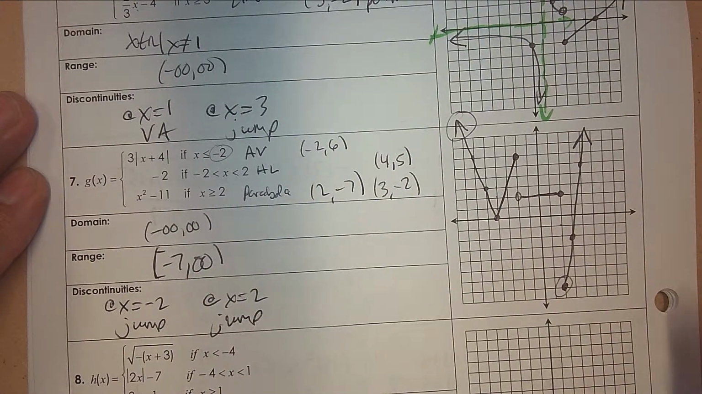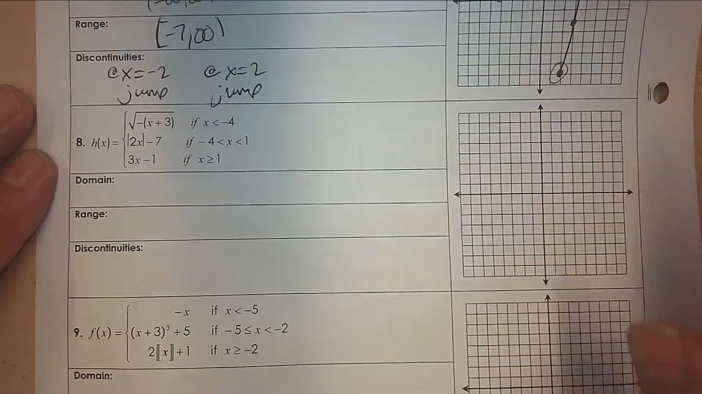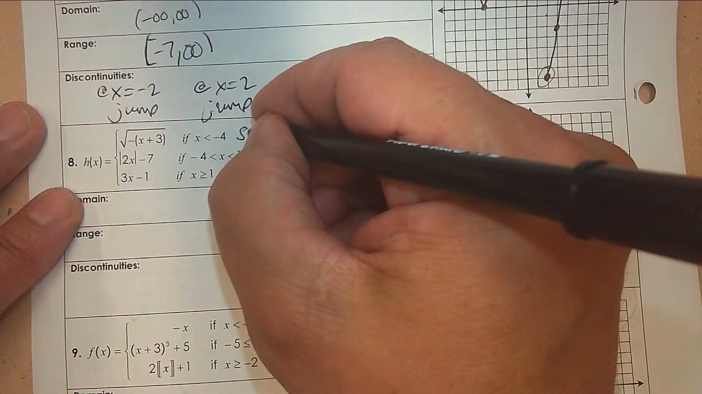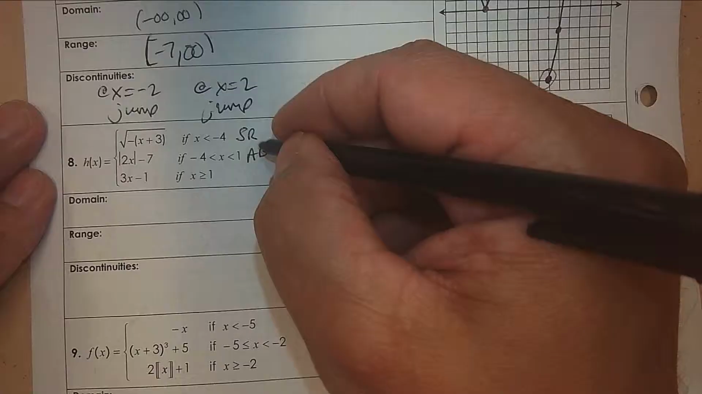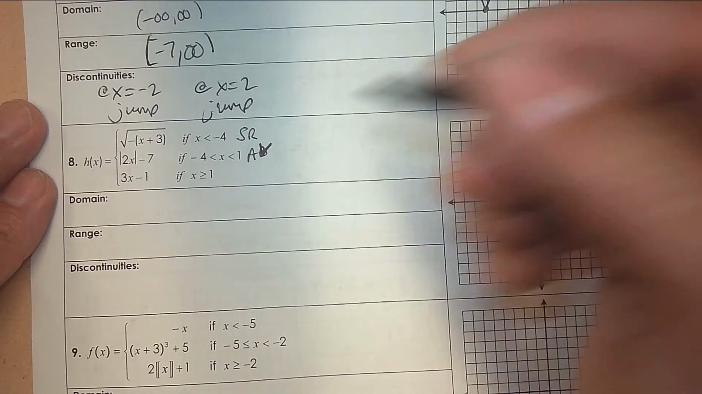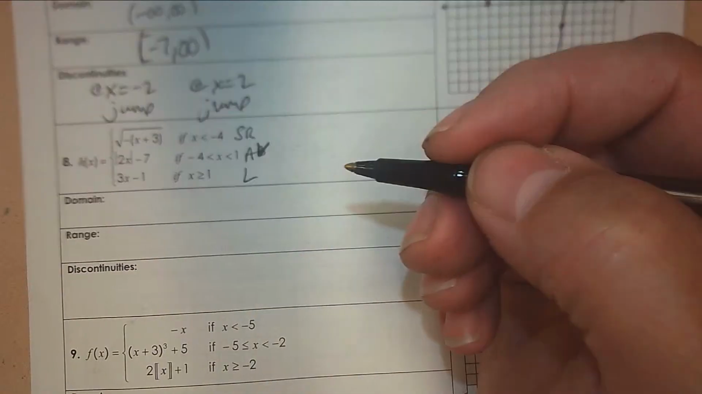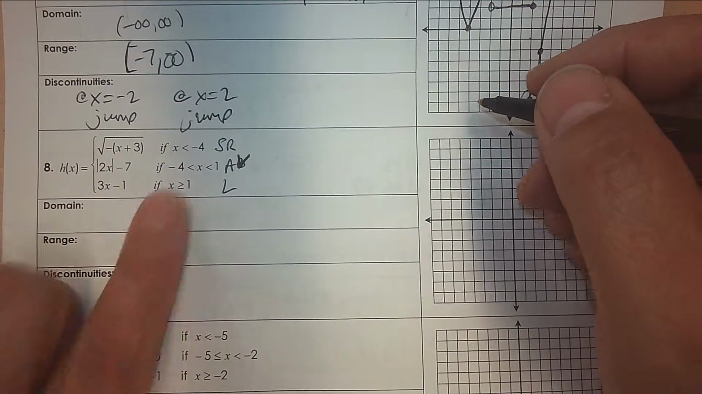Number 8. So the top is a square root. The middle is an absolute value. Oh, I said EB. And the bottom is just a line. Start with the easy part. The line at the bottom.